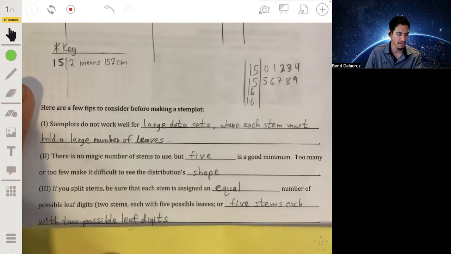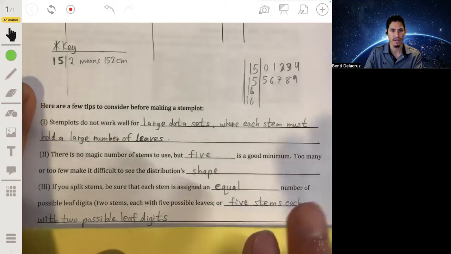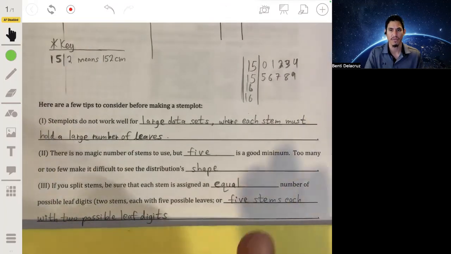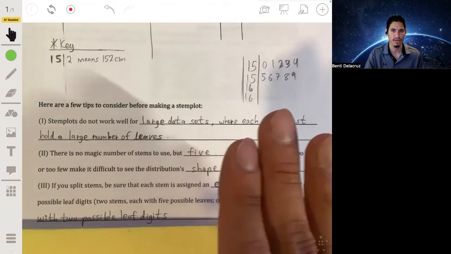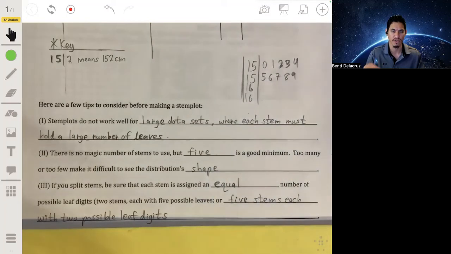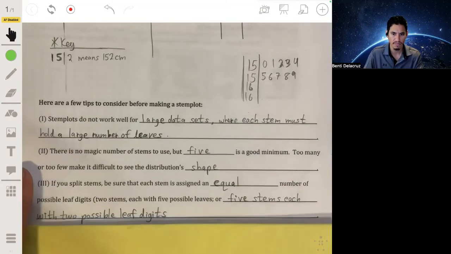Now, you could do it like this, or you could actually do it the other way. You could do 10 15s, each only showing 2 digits, 0, 1, and so forth on each stem.